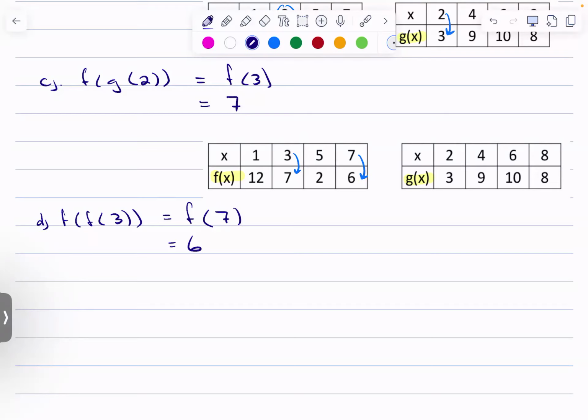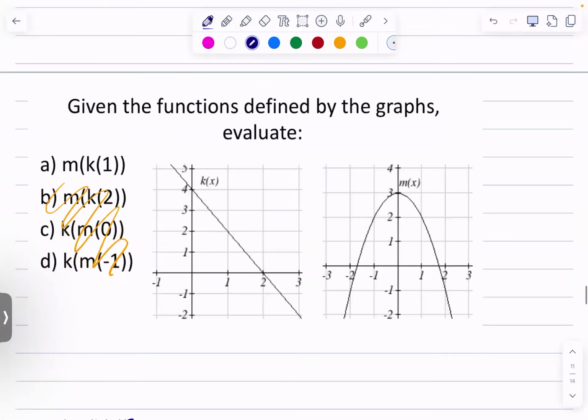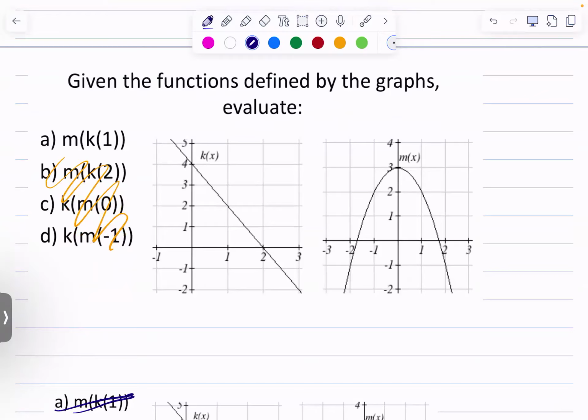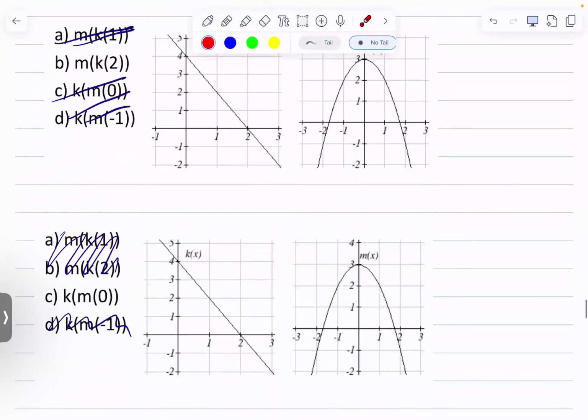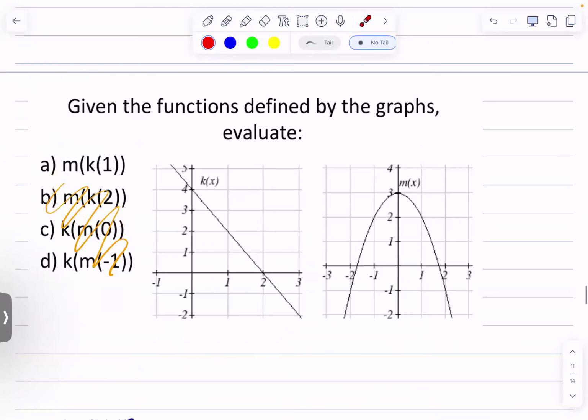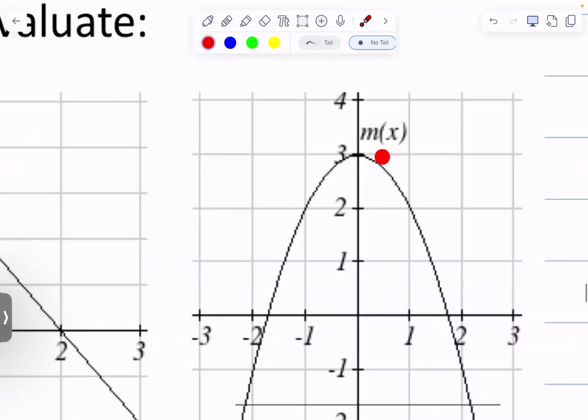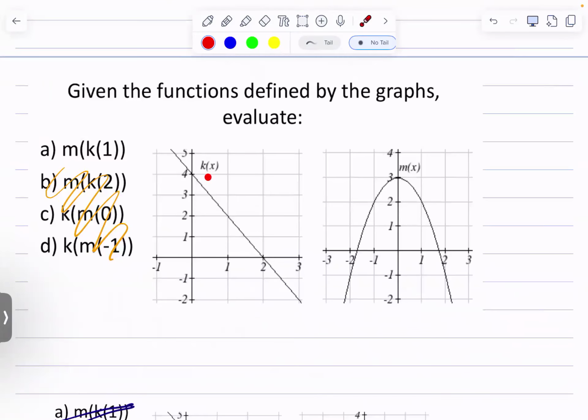I think function composition with tables is nice and fun, but let's do it with some graphs as well. And then, of course, actual functions. I did do copy paste, so we're going to do A and then B and then C and then D, but we need kind of clear graphs for all of these. We're given here's m of x, so here's a graph of m of x, and here's a graph of k of x.